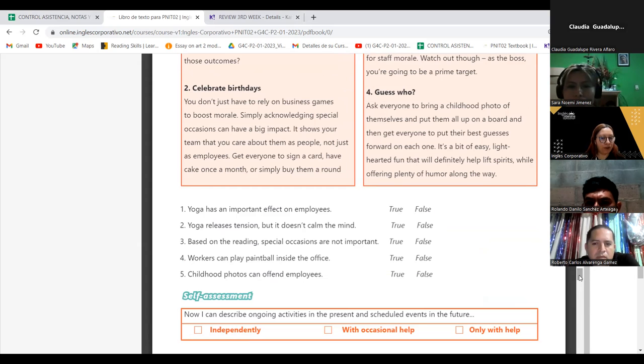Childhood photos can offend the employees. True or false? False. Correct, Sara. That is false. They don't offend anyone, right? Perfect. Very good. So listen, here is what you guys are going to do.